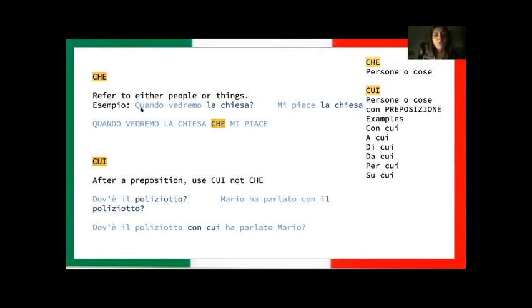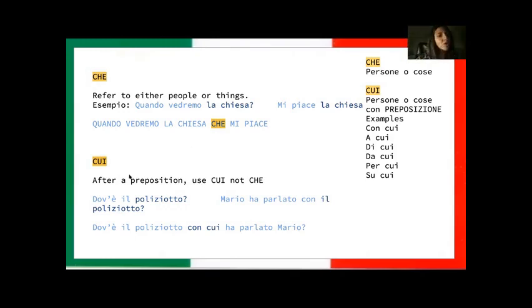Very, very good. So when we will see the church, I like the church. Very good. When we will see the church that I like. So we use the che, as in this case, the relative pronoun that, to connect the two sentences together. And again, always remember, che is used for persone e cose.